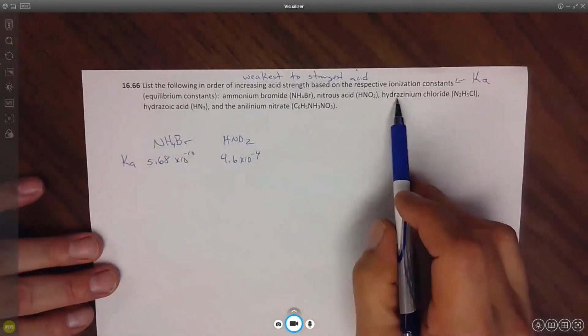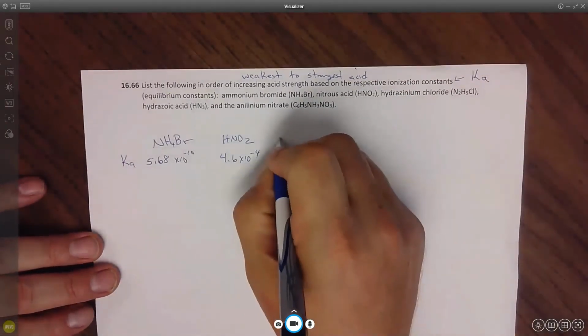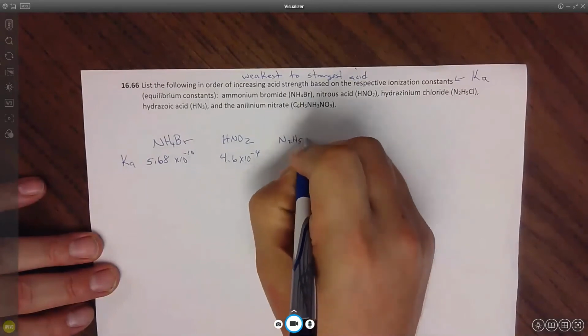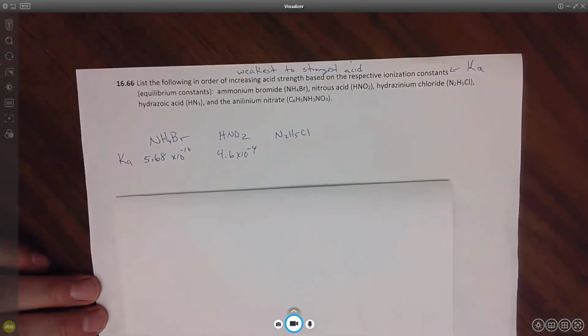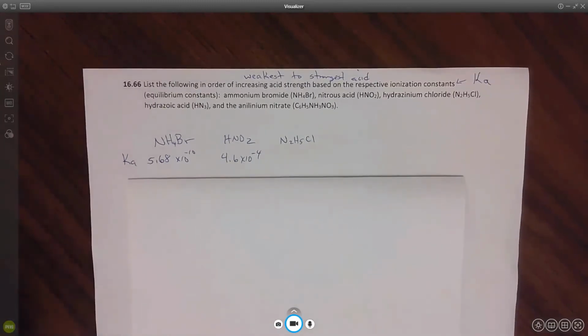Let's see. Next, I have hydrazinium chloride. So Taylor, what would you classify that as? Is it molecular or ionic? Molecular.